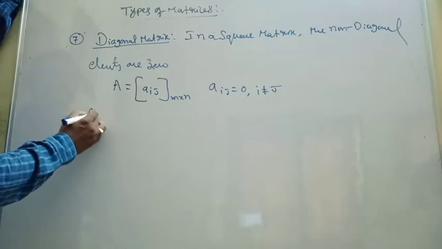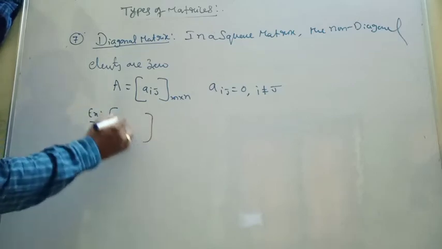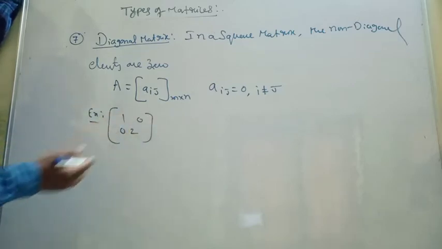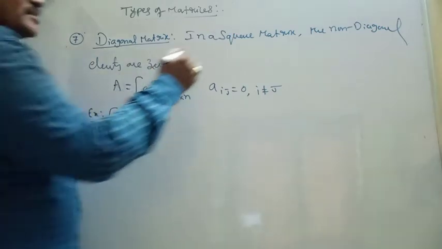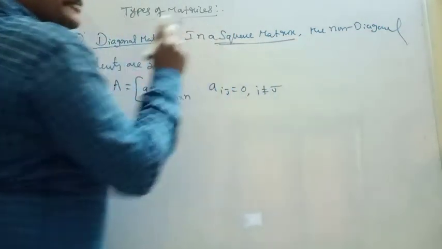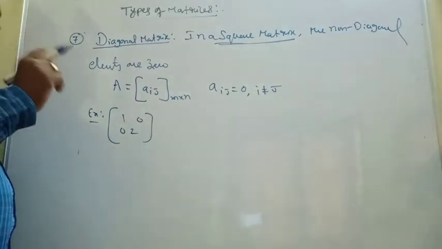For example, we will take something like 1 2 0 0. This is a 2 by 2 diagonal matrix. First of all, it should be a square matrix. You should understand that it should be a square matrix.